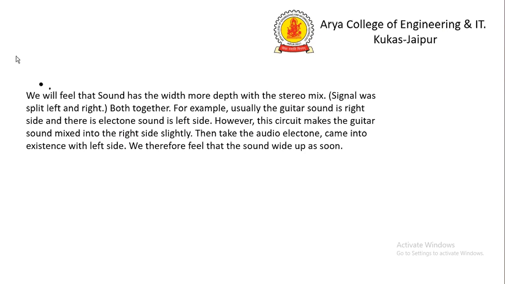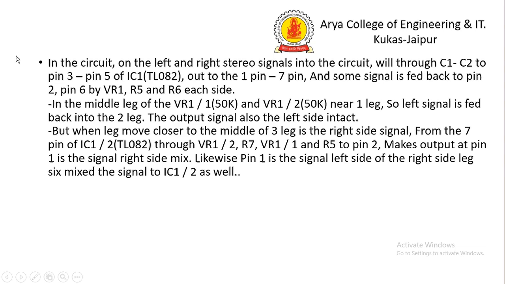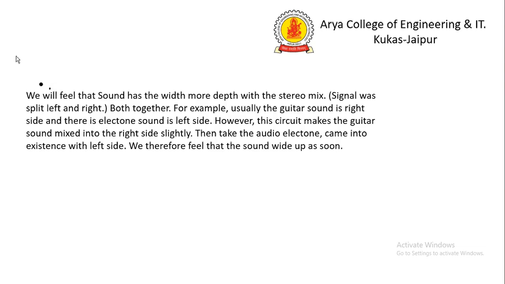We will feel that sound has more depth with stereo mix. The signal is split left and right, both together. For example, usually the guitar sound is on the right side and the electronic sound is on the left side. However, this circuit makes the guitar sound mix slightly into the right side, and then the audience hears the electronic sound come into existence on the left side. We therefore feel that the sound is widened.